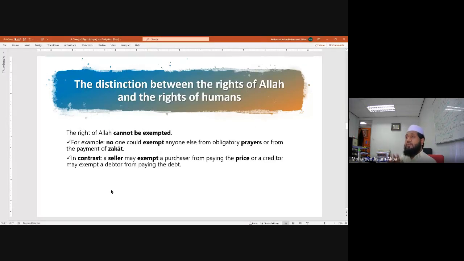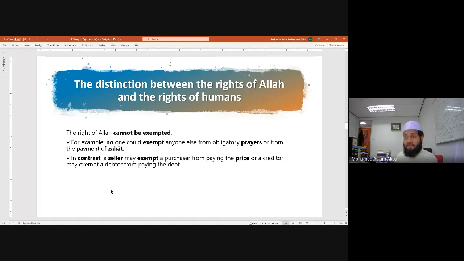Here we are going to talk about the difference between the rights of Allah and the rights of humans, and also about certain things that were combined. The combined rights are also very important. There are certain things where both the rights of humans and the rights of Allah are combined together. So first of all, what are the distinctions between the rights of Allah and the rights of humans?